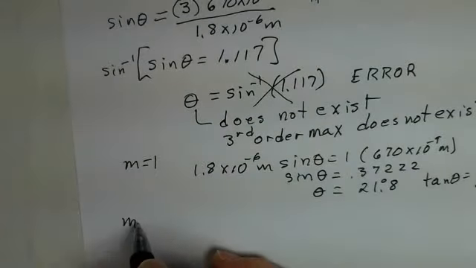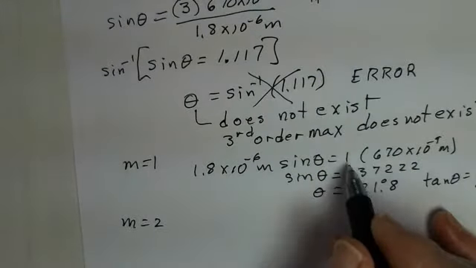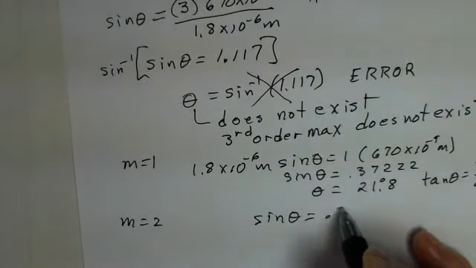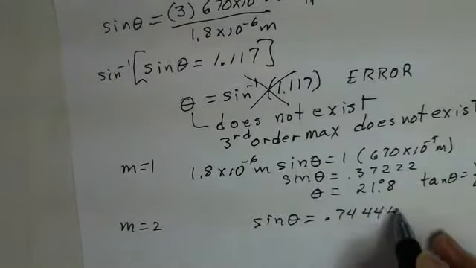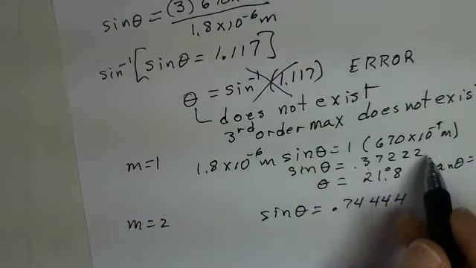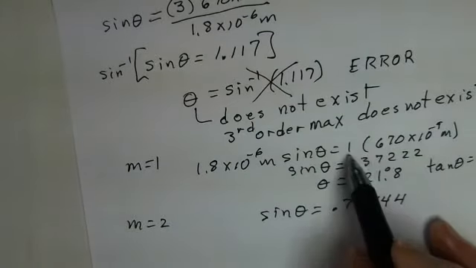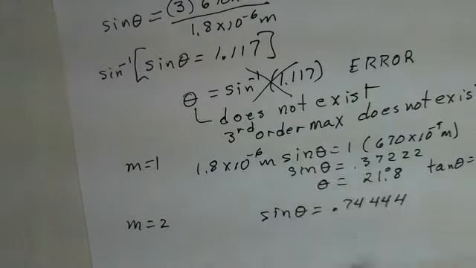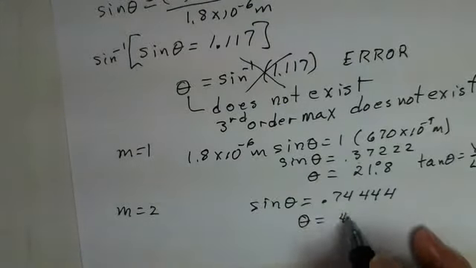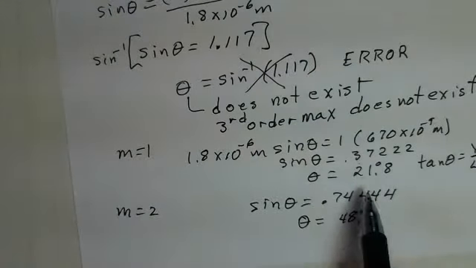What about m equals 2? The only thing that changes is we're going to have a 2 instead of a 1 here. Well, that means the sine of theta is going to be 0.74444. The 0.74 here comes from doubling the 0.37, and doubling all the 2's, I get 4's here. If you want to do it a different way, rework this whole thing with a 2 here, run it through your calculator. This is what you'll come up with. The inverse sine now produces the angle, and I got 48.1 degrees. So this is the m equals 2 angle. Here's the m equals 1.